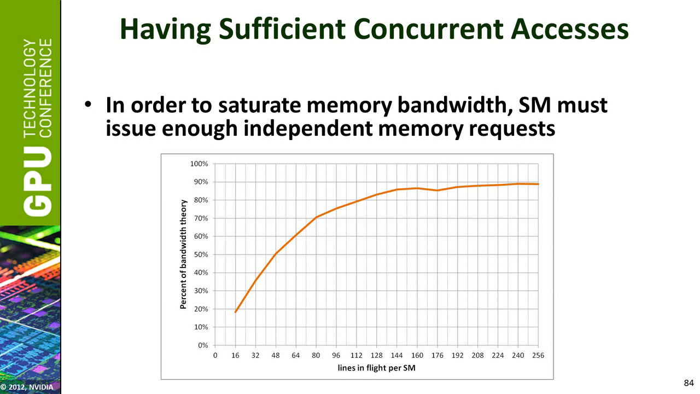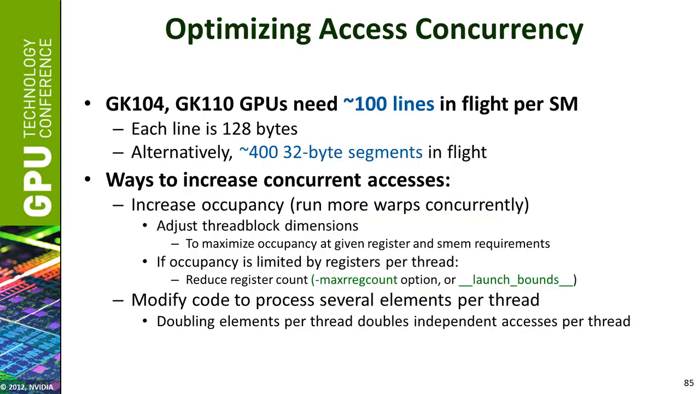So as I mentioned, Kepler GPUs need about 100 lines in flight, where a line is 128 bytes. If you want to reword it in terms of 32-byte segments, because some memory paths access memory in 32-byte segments, you need about 400 32-byte segments in flight per SM to saturate the memory bus. So that's quite a bit of memory accesses you have to have concurrently.